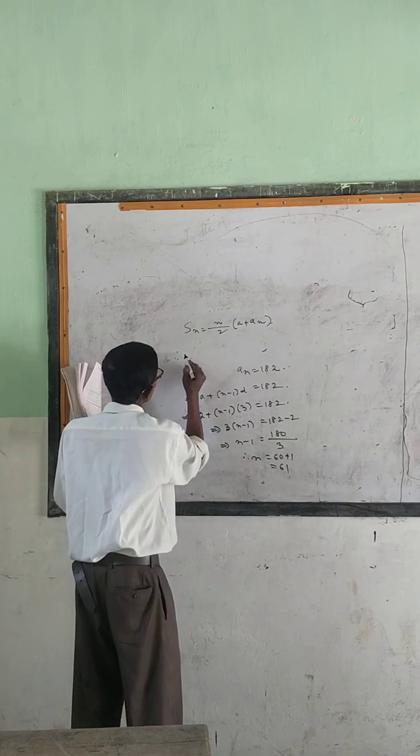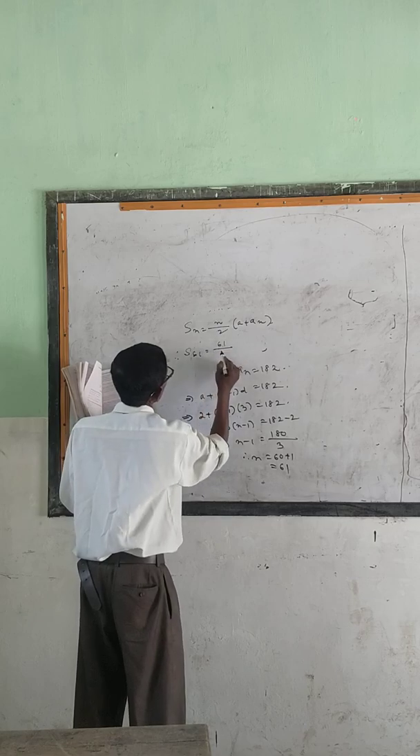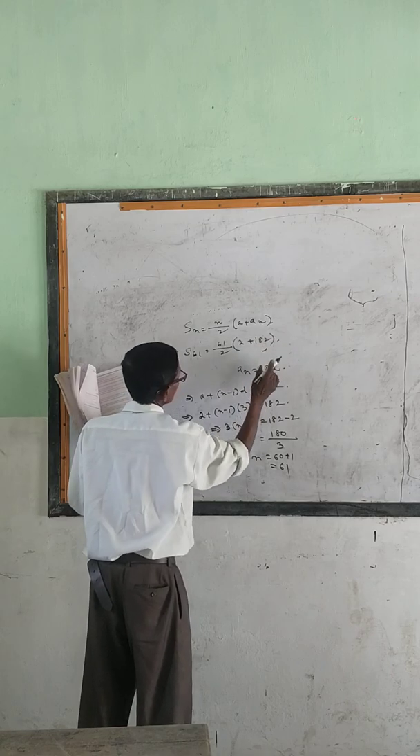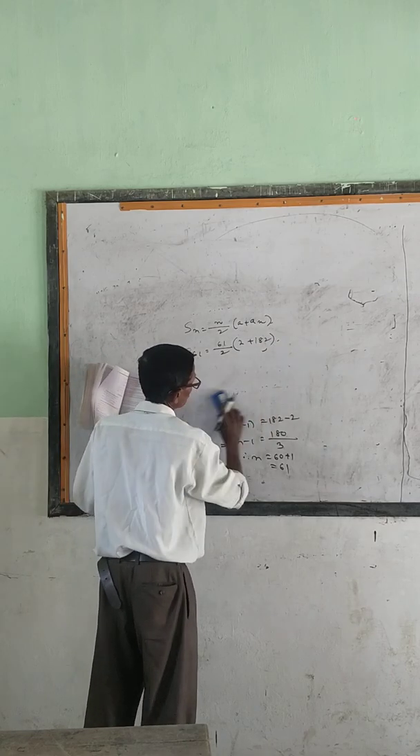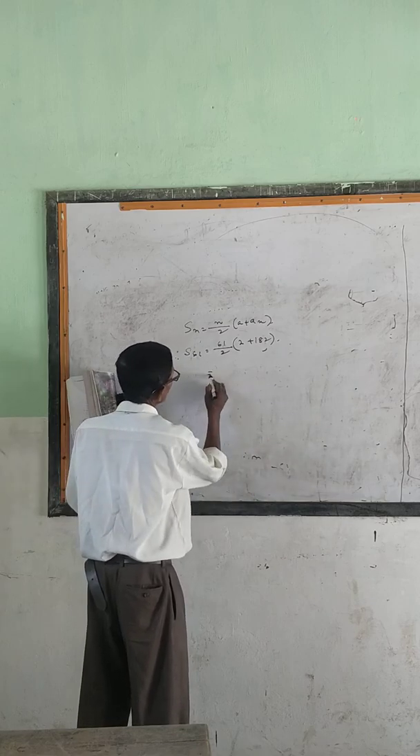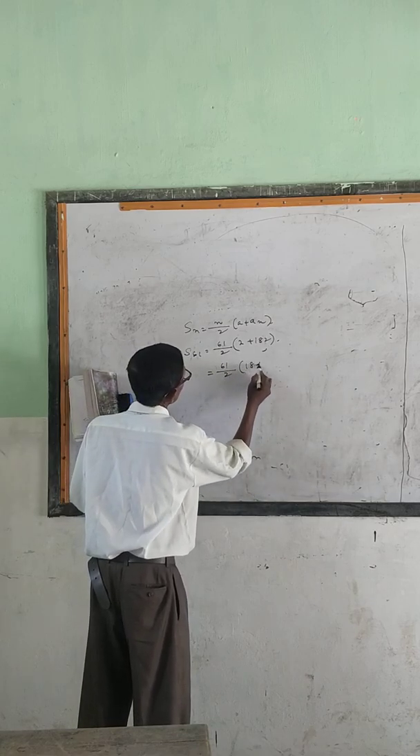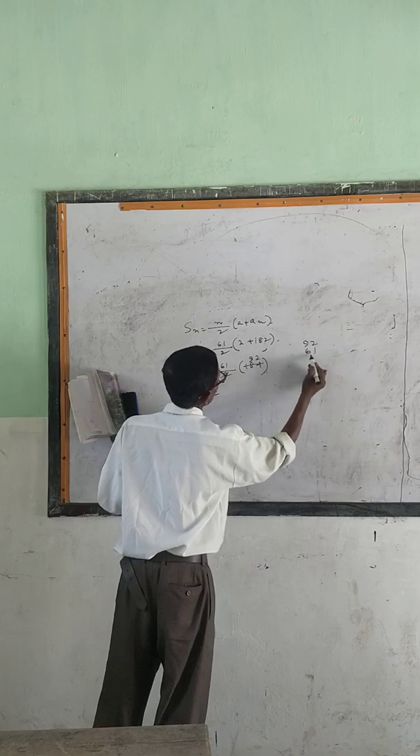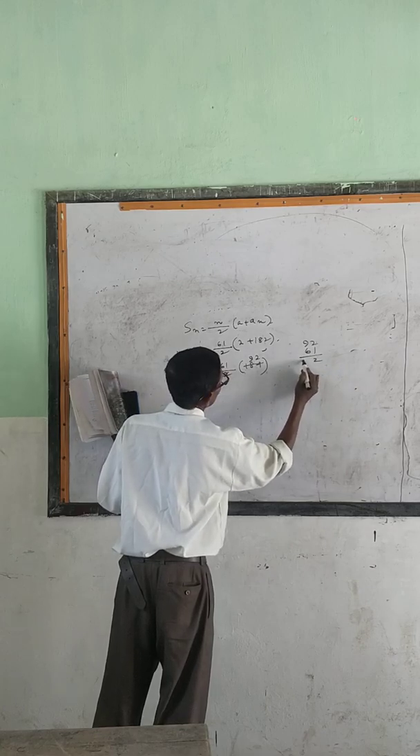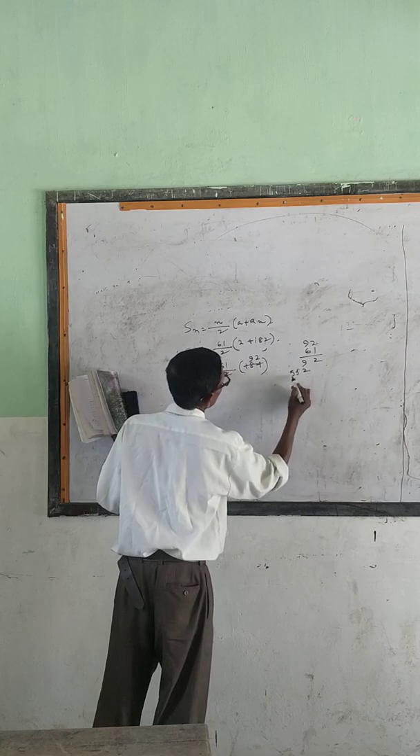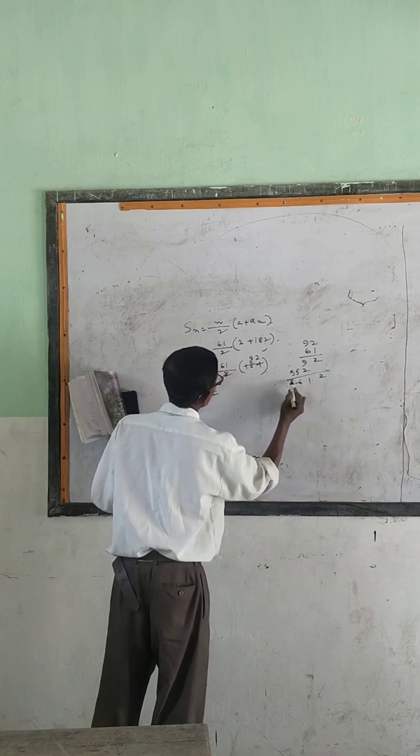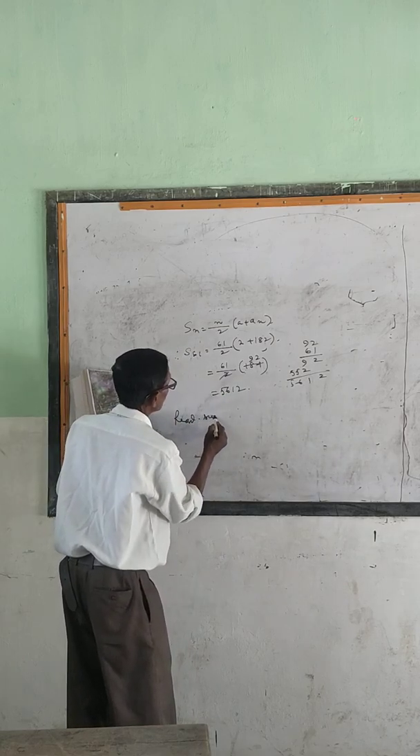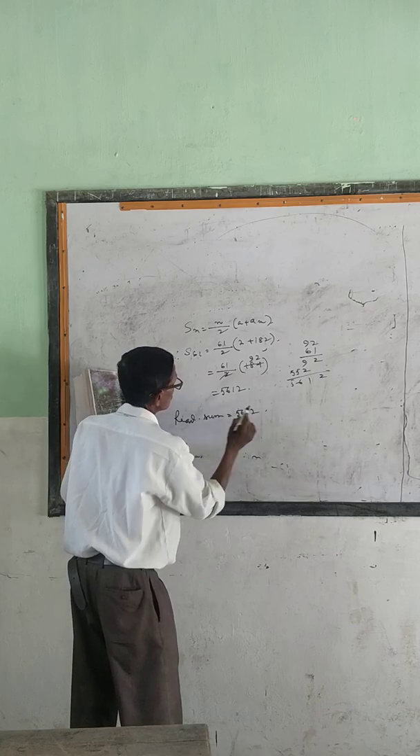So S61 is 61 by 2. A how much are we getting? 2 plus an 182. This is an. So now this is 61 by 2, this is 184. 92 into 61. 2 under 2, 9 under 9, 6 under 12, 55. 5612. So you can write the required sum equal to 5612.